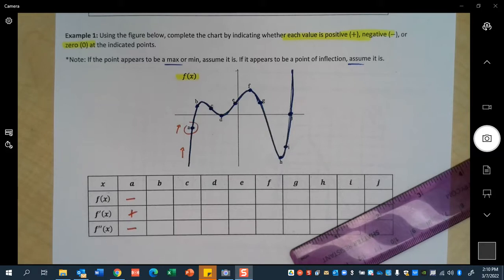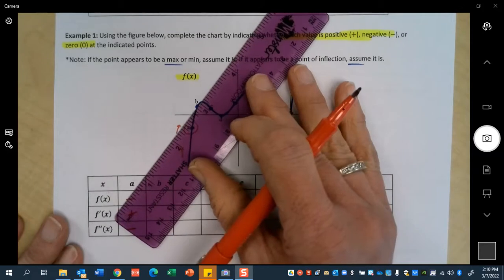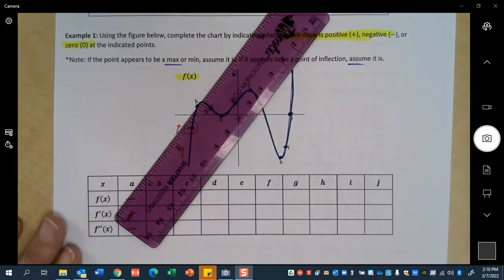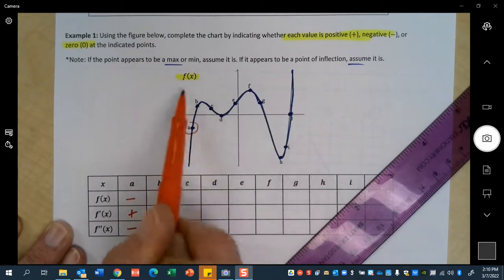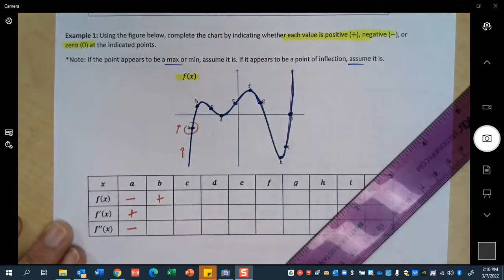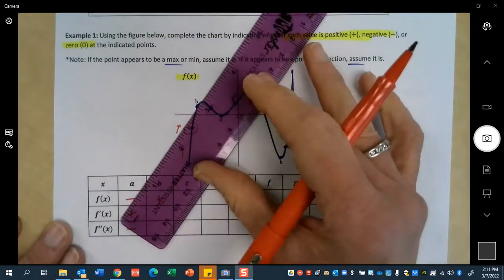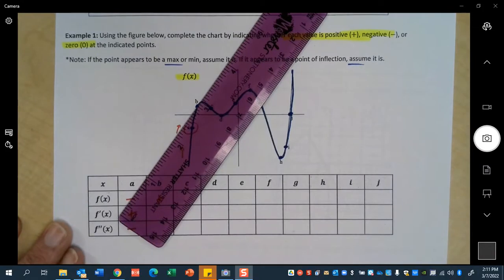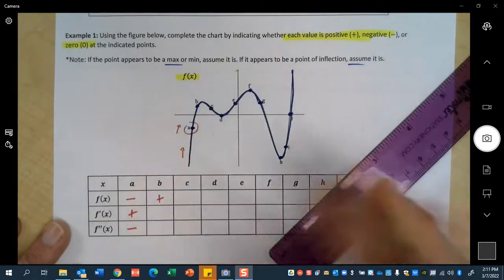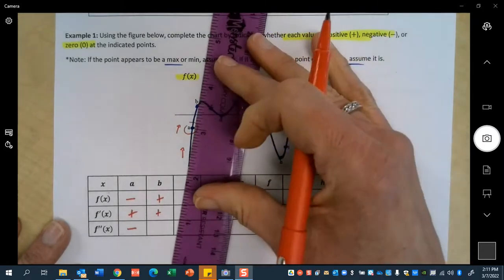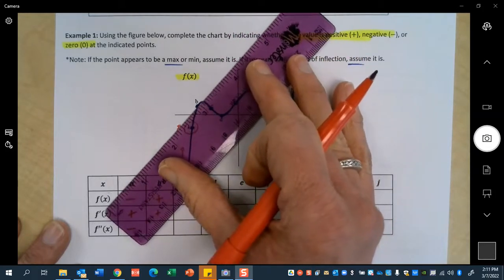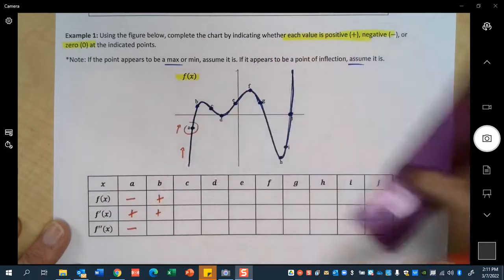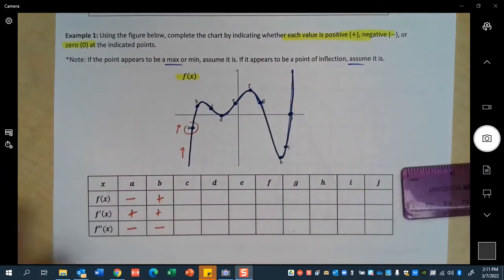Are you okay there? Let's talk about B. Is the output of my original function positive or negative? My output's positive because I'm up in this quadrant. That's a positive y value. Make sense? Is my derivative value, the slope of my tangent line, positive or negative? That is also positive. What's happening to the slope of my tangent line? Is it increasing or decreasing? It is getting smaller and smaller and smaller, which means my second derivative is negative.